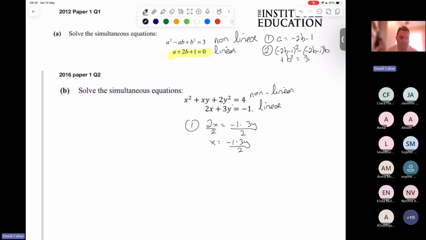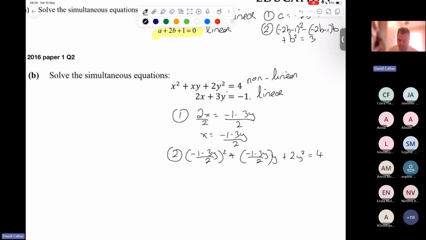So, it's a lose-lose. Step two is the substitute in. Okay, so I'll do that. That's okay. I think we can all manage to do the substitution in: squared plus then minus 1 minus 3y, over 2 times y plus 2y squared equals 4. Okay, so again, not the worst, but this is what sometimes happens to people.